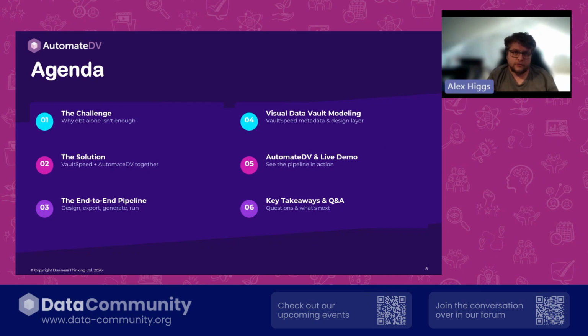We're going to talk a bit about why this came about, why adding VaultSpeed into the mix to AutomateDV and vice versa, why that's important and how it's going to help you as the end user, and why DBT alone isn't enough is going to be the main subject there. We then talk about how they work together, what each brings to the table, how it works end to end, so what the workflow looks like if you're sitting down as a data engineer or a data modeler today.